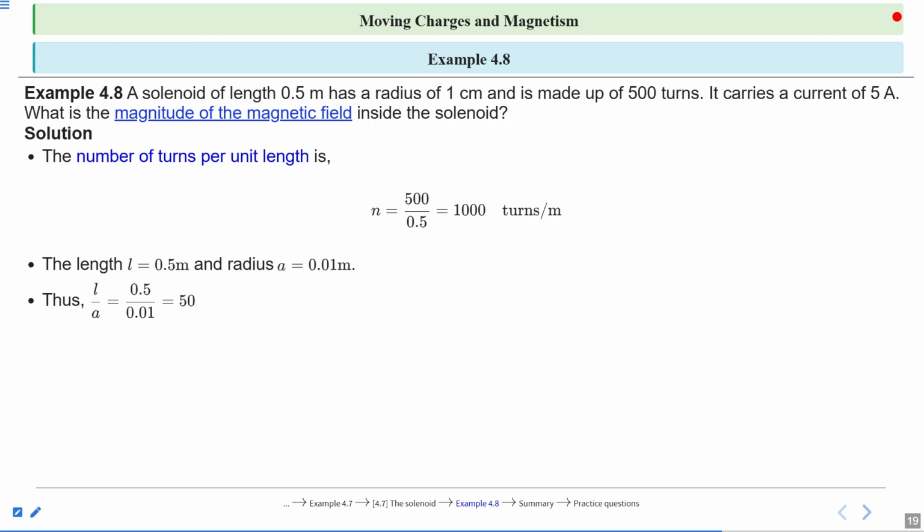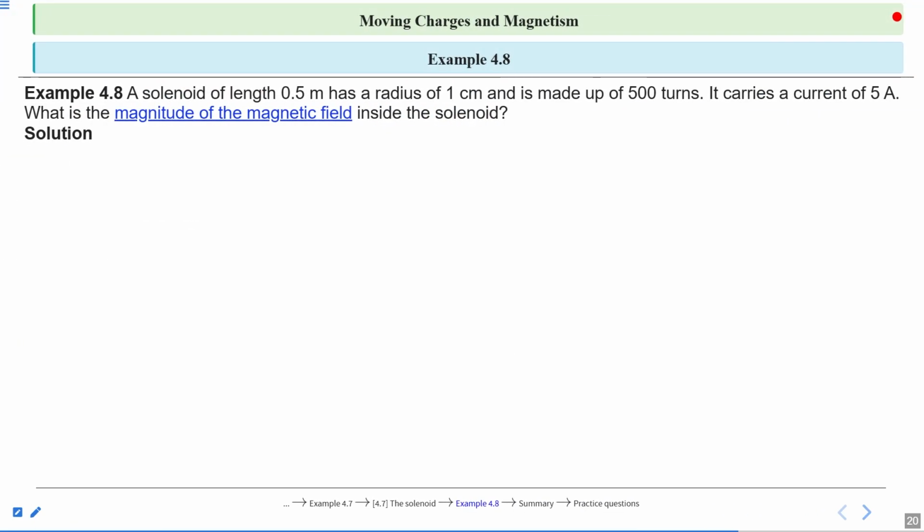That is, length is 50 times the radius. Okay, so that ratio is very large. That means length is much greater than the radius of the solenoid. That means it is a long solenoid. Now we can apply the formula B equal to mu naught n I. So hence we can use the long solenoid formula, namely equation 4.16.